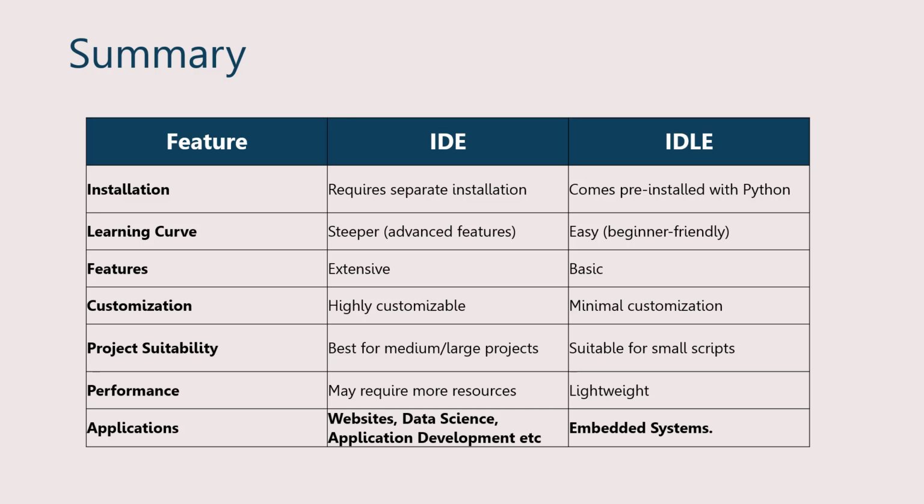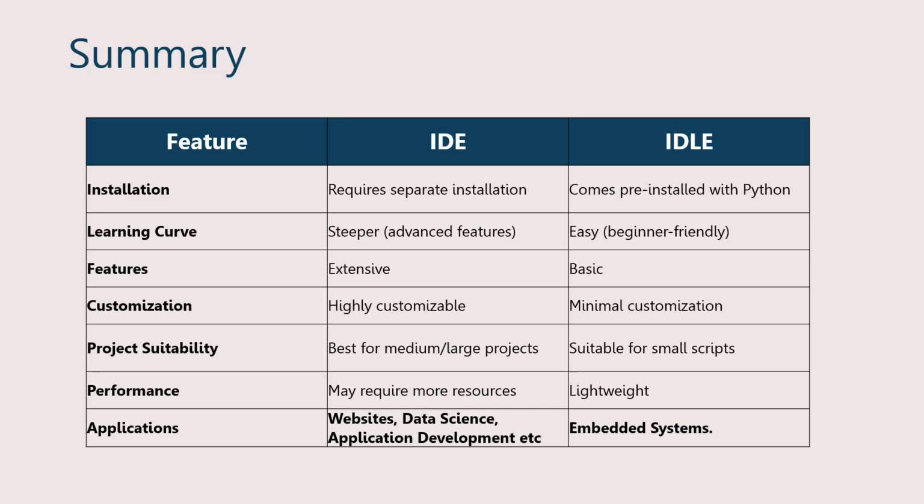From a customizable point of view, an IDE is highly customizable, and IDLE is very minimal. When it comes to project suitability, an IDE is suitable for medium and large scale applications, whereas IDLE is suitable for small applications and small scripts. Performance wise, an IDE requires memory or resources to run it, whereas IDLE is very lightweight. Hence from the application standpoint, an IDE is particularly used for developing websites, data science applications, developing Android applications, and etc. Whereas IDLE is used for embedded systems where we require minimum memory or a lightweight IDE.